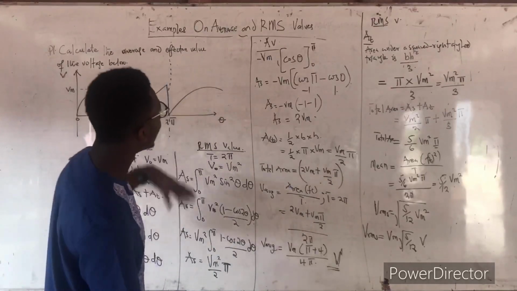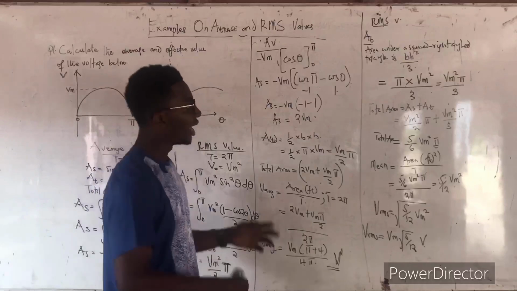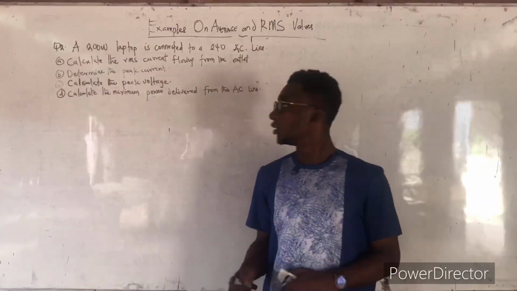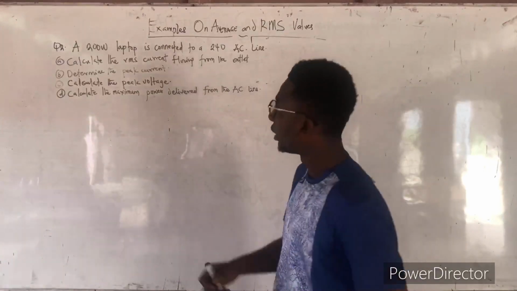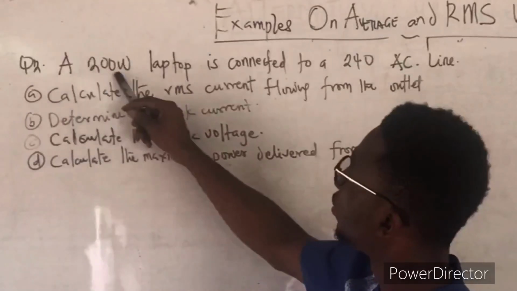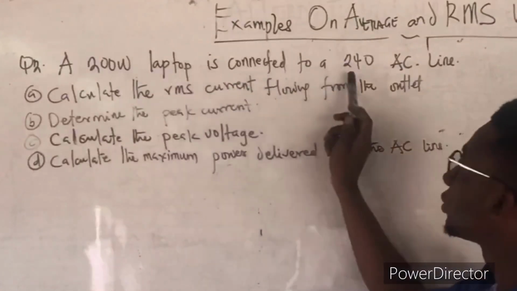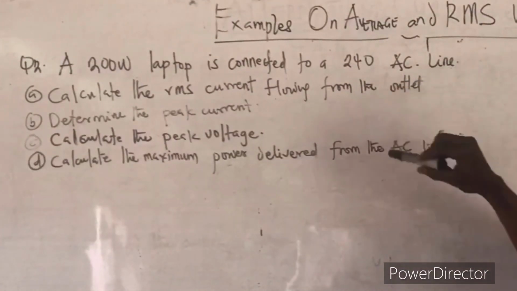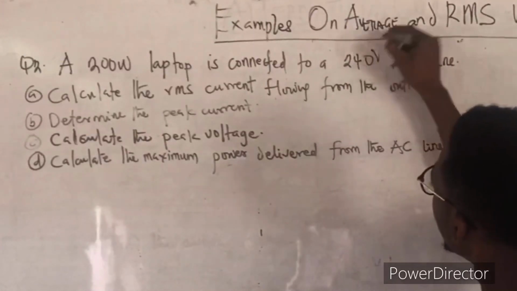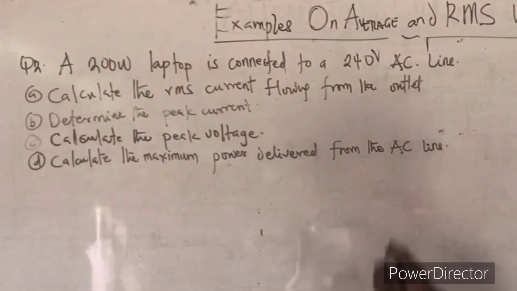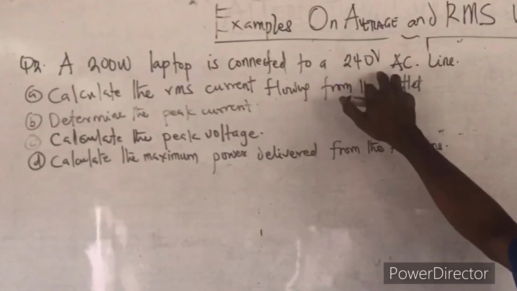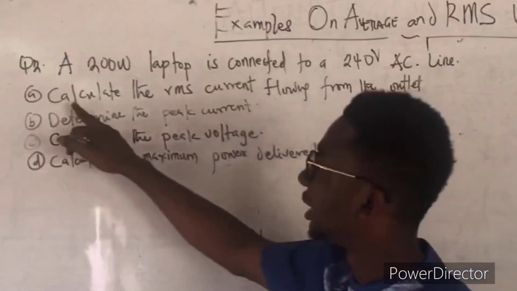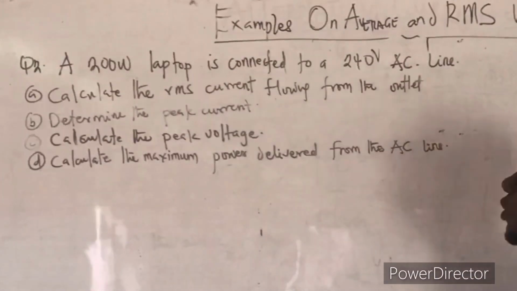So this is the first question under the root mean square value, and we would like to also solve a second question. Okay, so this is the second question we'll be solving for the day. And the question reads, a 200 watt laptop is connected to a 240 volts AC line. That is simple to say, that is the VRMS, so the root mean square value of the voltage, that is the AC line. And it says calculate the RMS current flowing through the outlet.